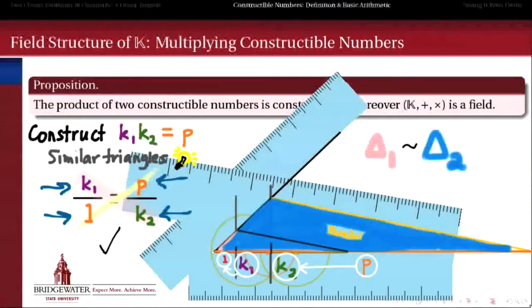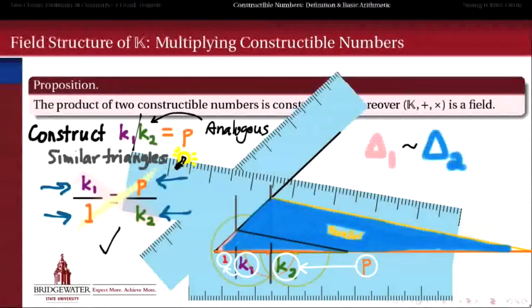That probably went by pretty quickly, but it's really an elegant construction, and a completely analogous construction shows how in addition to constructing the product of k1 and k2, we can also construct the quotient of k1 and k2. And as long as k2 is not equal to 0, the fact that we can do this demonstrates that constructible numbers form a division ring. In other words, we can divide by everything except for 0.